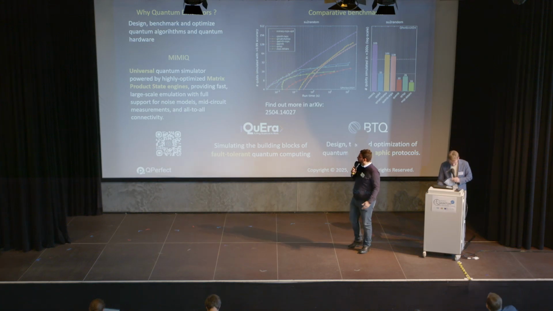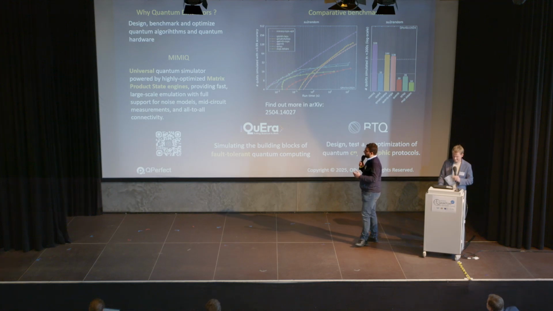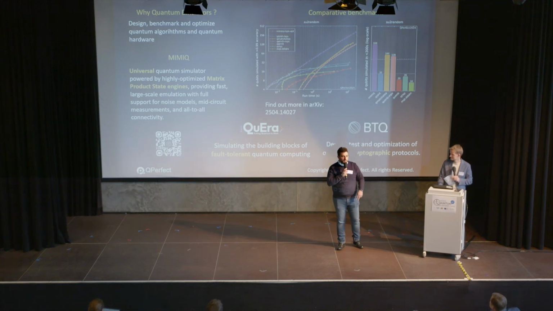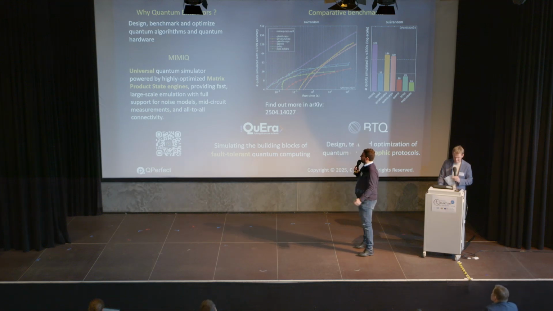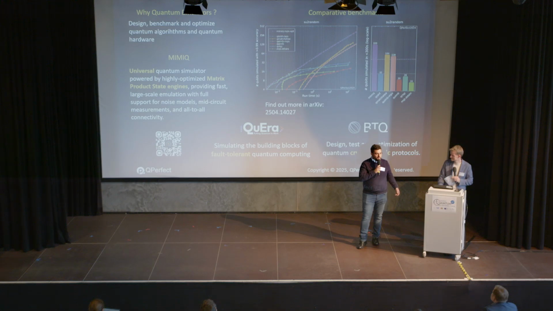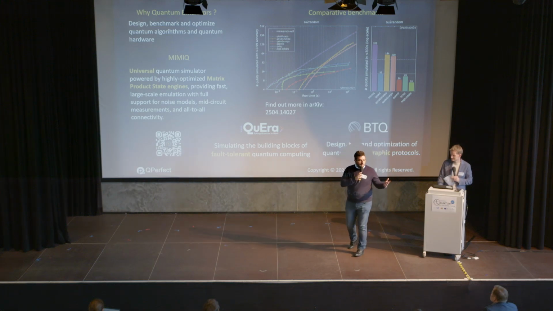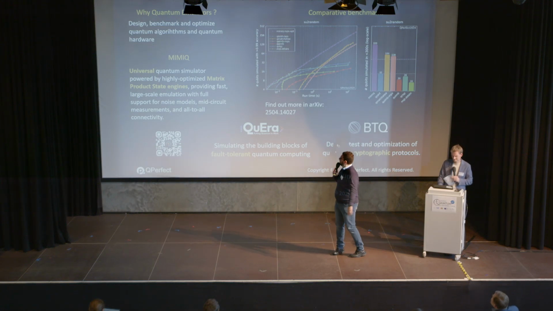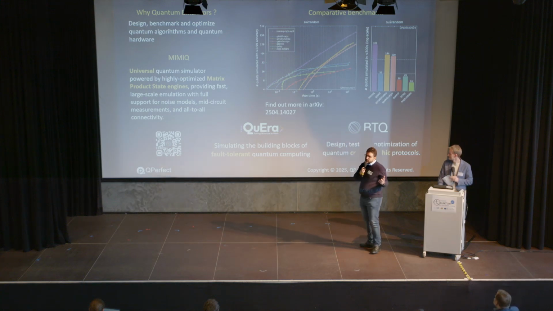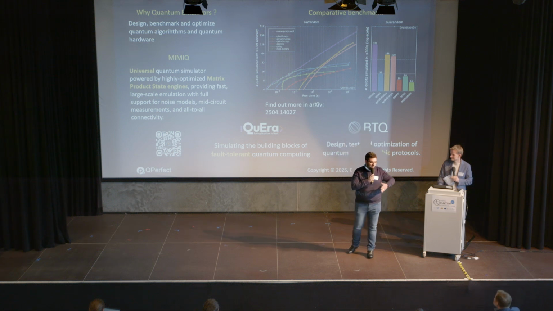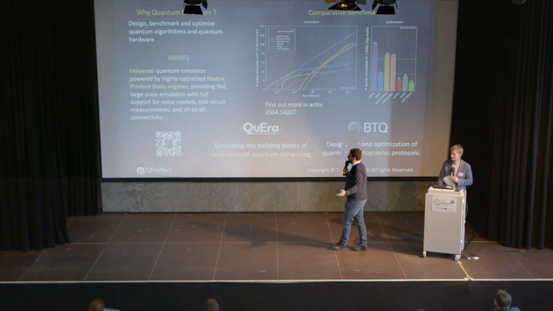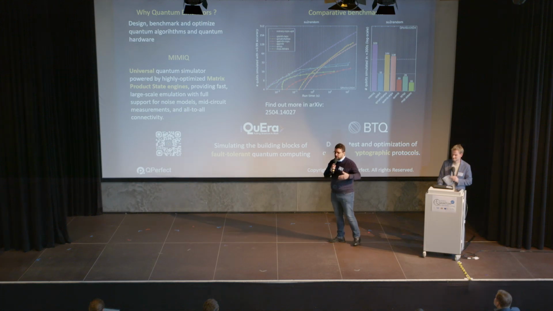MIMIQ is a universal quantum circuit simulator at the moment. It has two different engines, a highly optimized CPU state vector engine, and a CPU-based matrix product state engine that can provide the scale that people need. It has all the features that you would want. It's universal, with all-to-all connectivity, and you can simulate any quantum circuit with mid-circuit measurements and so on in MIMIQ.